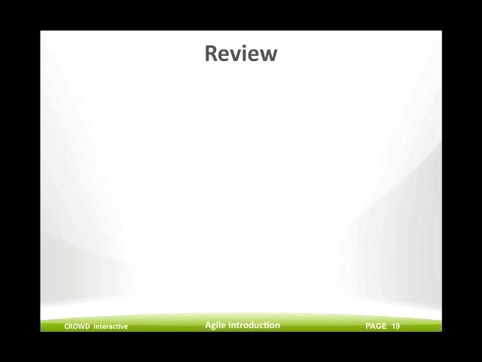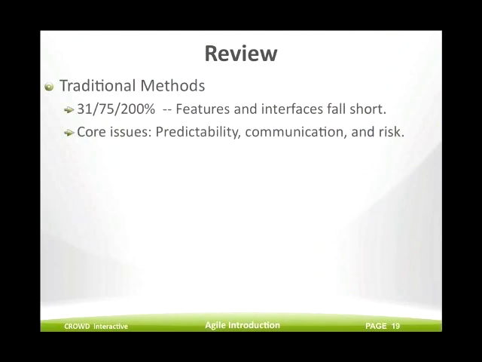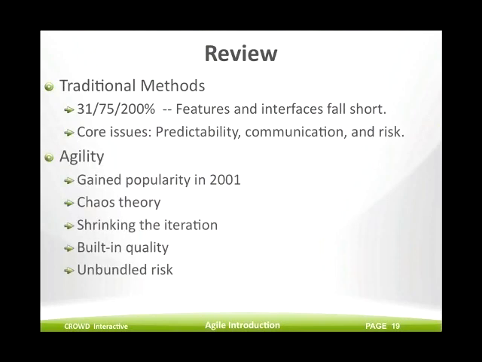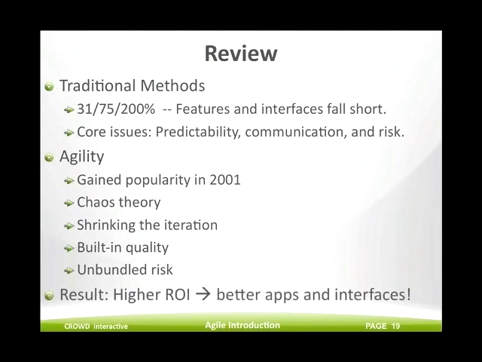So let's just quickly review. Most software development is characterized by failure. We have some staggering numbers here. And the key issues, of course, are predictability, poor communication, and high risk. And so enter Agile, which is really all about shrinking the iteration, unbundling risks, and keeping code in the highest quality, or keeping it shippable. And the final result is a higher ROI, higher return on investment, to create better applications.